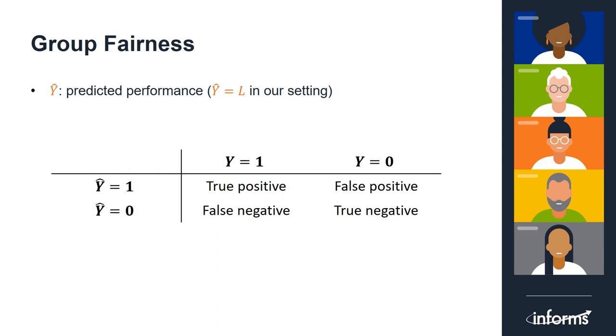If the predicted performance and the true performance are both 1, it's a true positive. If the predicted performance is 1 while the true performance is 0, it's a false positive. If the predicted performance and the true performance are both 0, it's a true negative. If the predicted performance is 0 while the true performance is 1, it's a false negative. The bank will only grant the loan to applicants who are predicted to pay back the loan, or those whose Y hat equals 1. This matrix, which reports the number of instances in each category, is commonly known as a confusion matrix. Next, I'm going to introduce a set of group fairness notions based on this example.